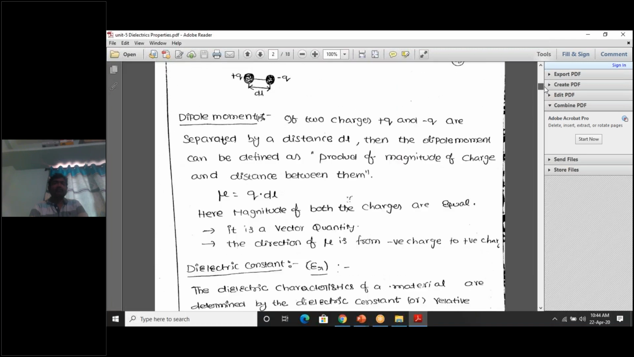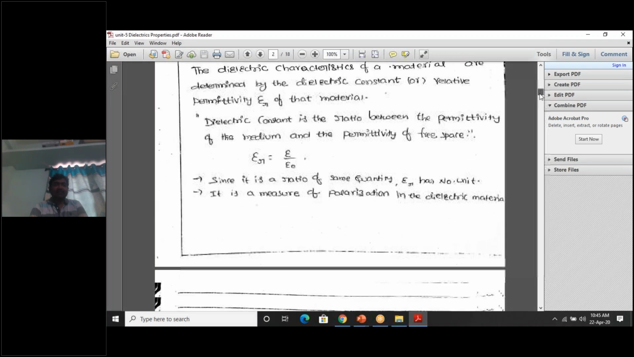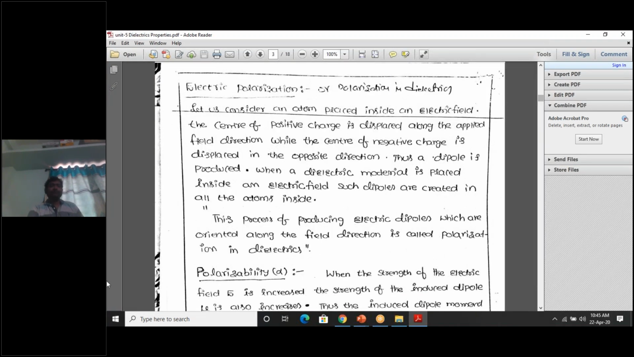Once again, what is an electric dipole? That's why this definition is important. The center of positive charge got separated from the center of negative charge, so there is a distance between the positive charge and negative charge and they form an electric dipole. This process is called polarization in dielectrics. This process of producing electric dipoles which are oriented along the electric field direction is called polarization in dielectrics.